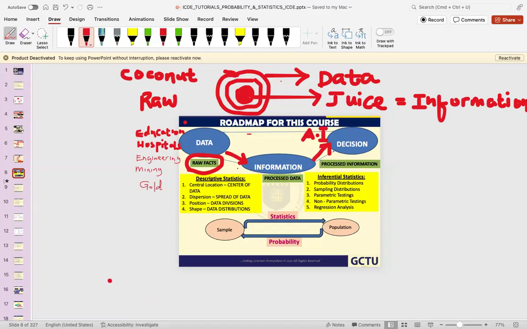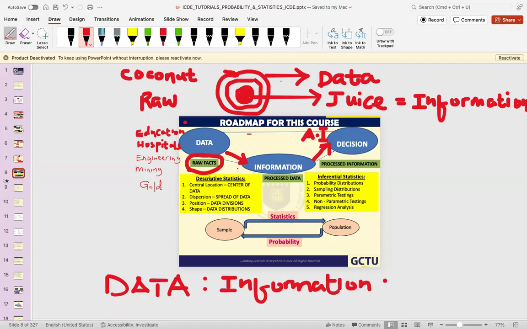And that is one thing that is going to help us, that for every data that we see, information is inside the data. So information is in data.